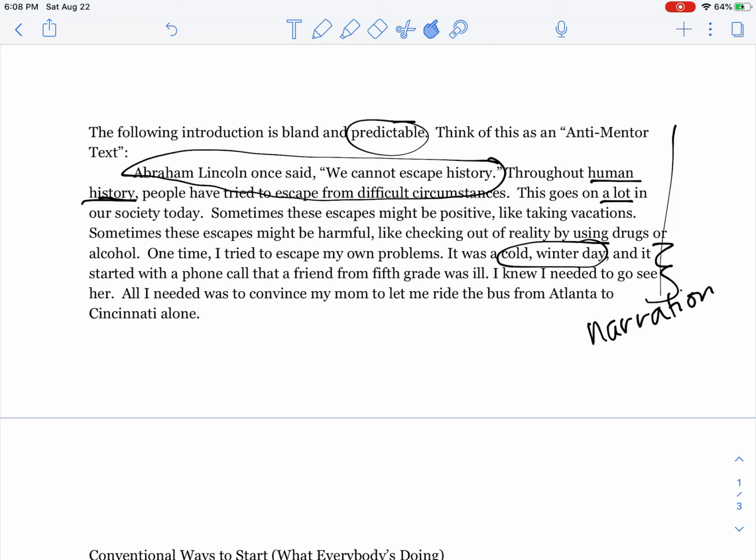And it started with a phone call from a friend in 5th grade who was ill. I need to see her, and this person has to get on a bus. But I'm not invested. It's not like Vertical Limit. I'm kind of okay if I don't find out about what happened with the 5th grader friend who's ill. I'm not invested in knowing about this situation, and that has to do with the delivery.